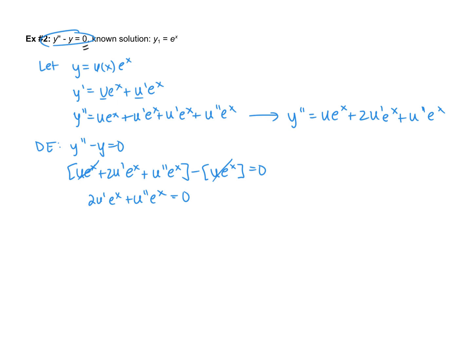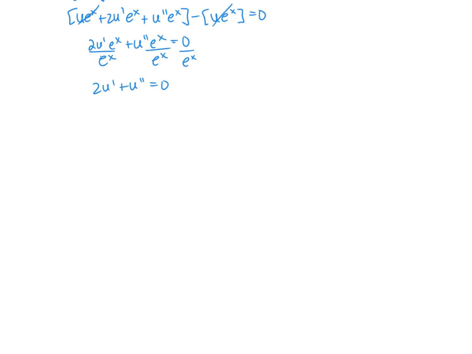Now e to the x, I'm going to just divide that out. So I get 2u prime, add u double prime is equal to 0. Okay, so now we're going to substitute again. At this point, we're going to let w be equal to u prime. So then dw, or w prime, is equal to u double prime.